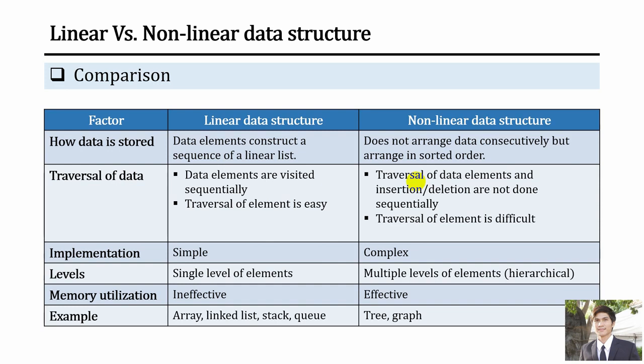Actually, there are pros and cons either way. In the tree and graph, you can access and insert very fast. Compared to linear data structures, only the hash table can access information quickly. The big O notation is only one, right? Because we use a hash function.